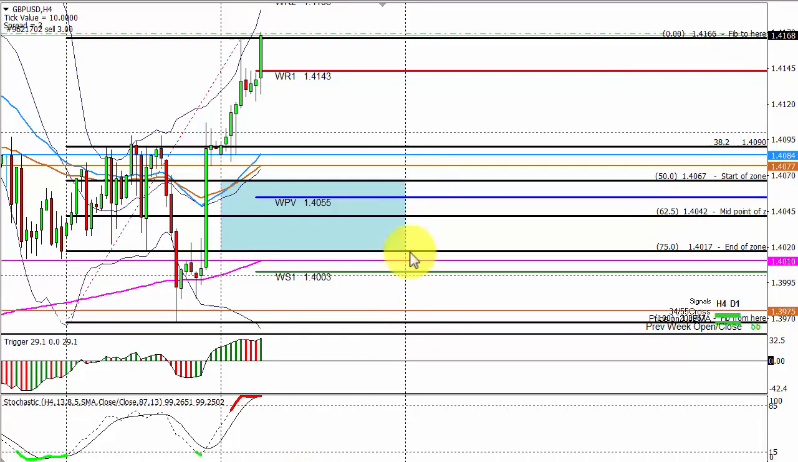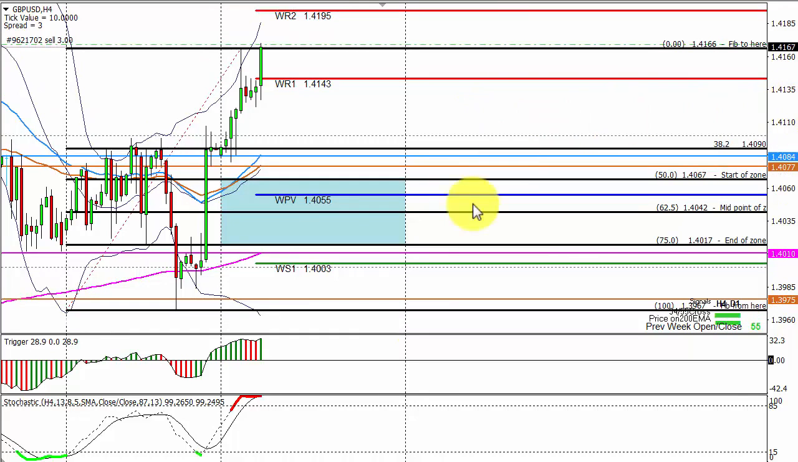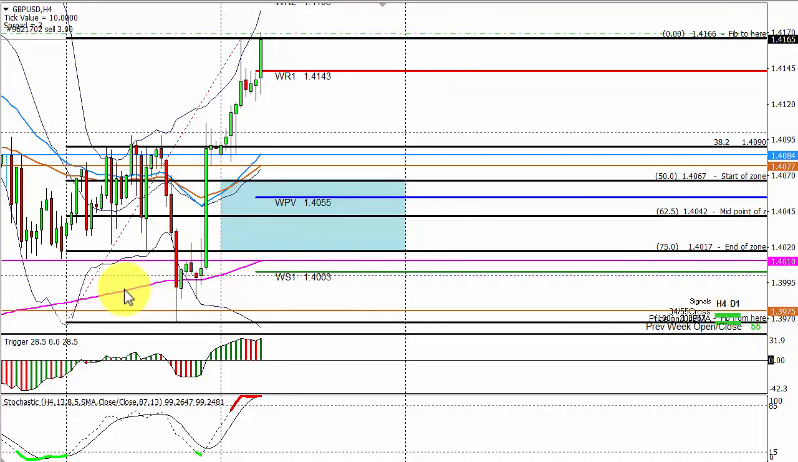Pound US dollar 4 hour chart. If we have a look at the 4 hour chart, the direction indicator 4 hour tells us to long, daily tells us to long. Last week we closed 55 pips higher than the opening. If we look for the Earth and Sky long zone, we have to flip from the bottom to the top, and our Earth and Sky trading zone will be between 4067 coming down to 4017.